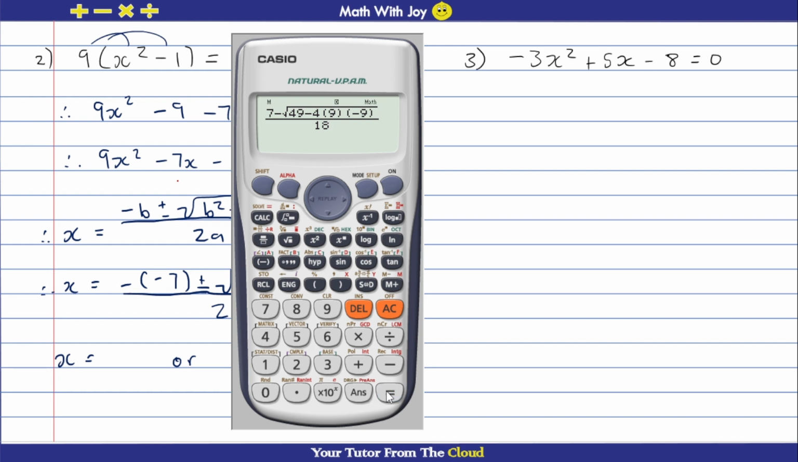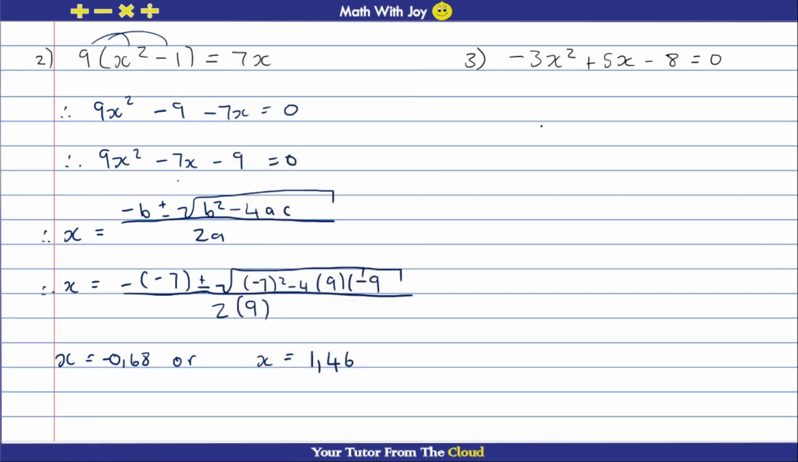All right. So my first answer with the negative, okay, negative 0.68. So negative 0.68 is my first value. And then for the next value, I just change that negative into a plus, and we get 1.46. So that's 1.46. All right, let's try another one.